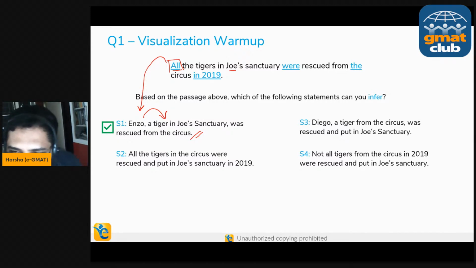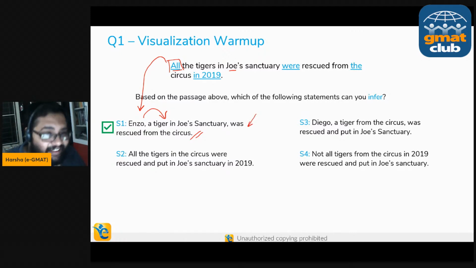So Varsha says, for me, it was the year. If the specific time frame was not there, how do we know when Enzo came in? Here's the thing. They were rescued in 2019. End of the day, they were rescued. Which year they were rescued in does not change the fact that they were rescued from the circus, right? Think about this. So, Beat says because statement 1 did not specify any year, so both of you had the same point. So I can see that a lot of you fell for this fact that 2019 was not mentioned here.